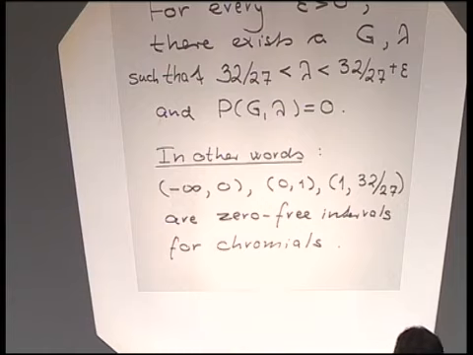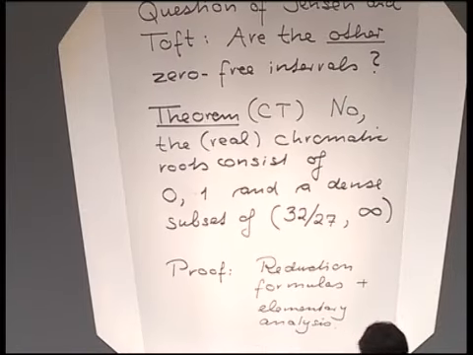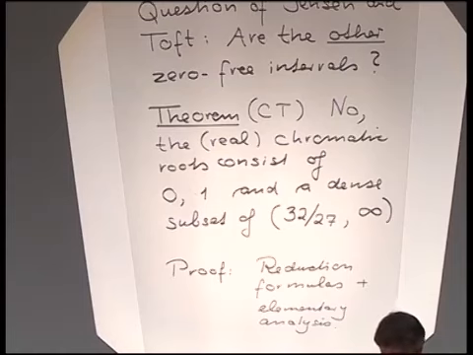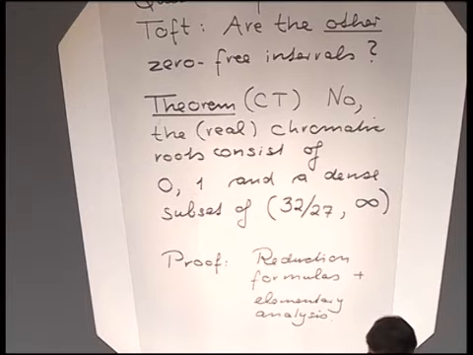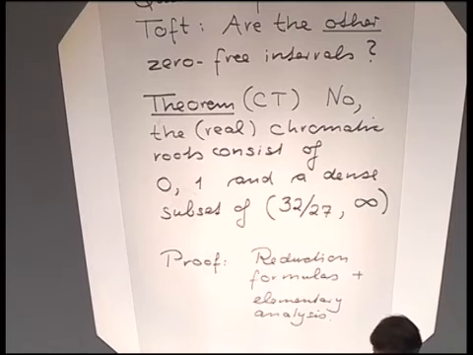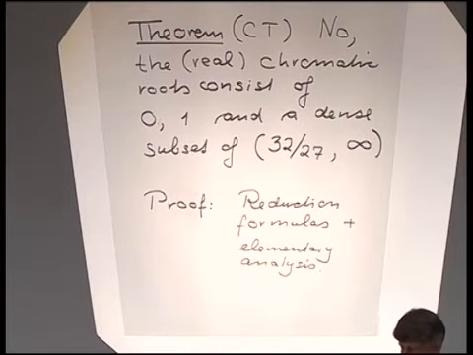And then, of course, the natural question arises, are there others? And I'll do this quickly because Bill has already told us about it. There is a beautiful book by Jensen and Toft on coloring, and they asked, are there other zero-free intervals? And there are not. These are the only zero-free intervals. The chromatic roots are dense in the interval from 32 over 27 up to infinity. And I would like to say a little about the proof of this. The proof consists of some reduction formulas and then some elementary analysis.